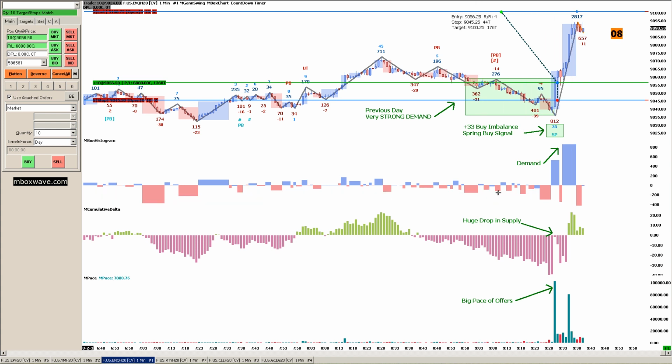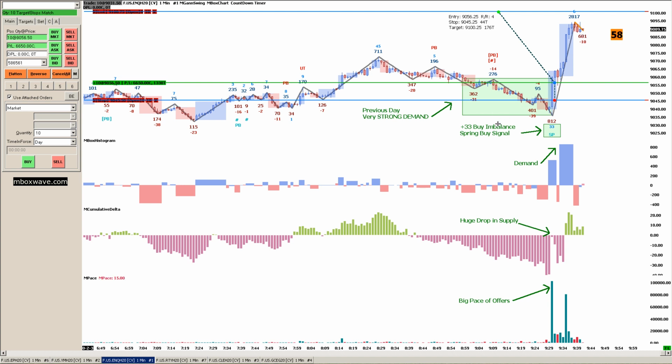So at the time I took the trade, I saw all these things. Again, the engulfing candle coinciding with the previous day's very strong demand at this level, buy imbalance, spring buy. We did see initial demand in the MBox Delta, a huge drop in supply and big pace of offers. So that's like how many points? 1, the engulfing is a 2, imbalance is a 3, spring is a 4. I did see demand here, that's 5. The drop is 6, and big pace of offers 7. So I saw 7 things that coincide with each other. That's the goal of what I'm always trying to do, is to see what coincides.